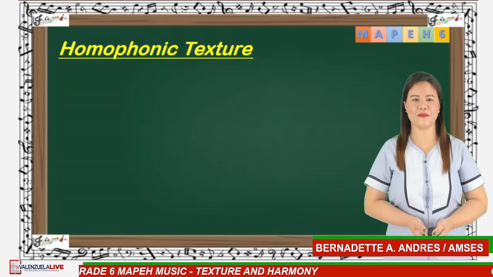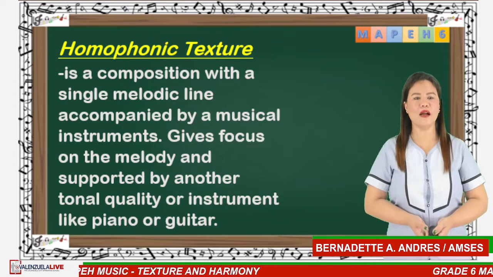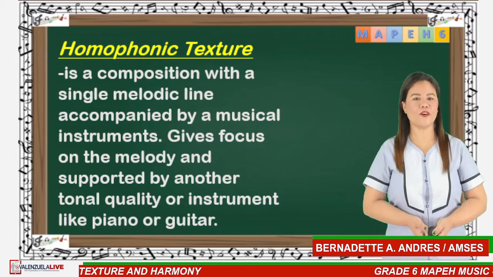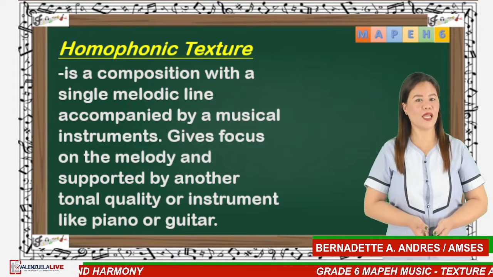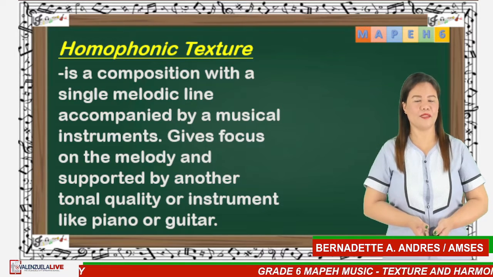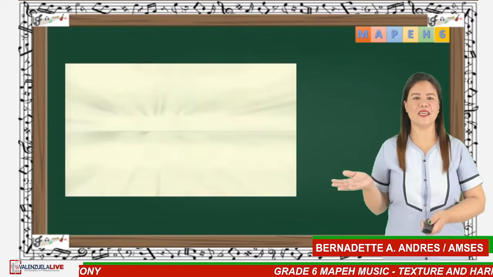Homophonic texture is a composition with a single melodic line accompanied by a musical instrument. It gives focus to the melody and is supported by another tonal quality or instrument like piano or guitar. Listen to this another example of a melody.